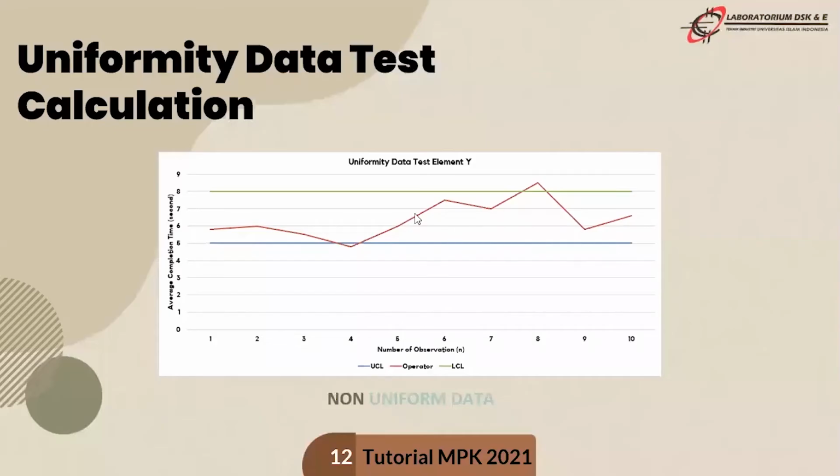And now we can move to the uniformity data test calculation. If you can see in the slide, there is an example of uniformity data test for element y. You can see that data number 4 is below the lower control limit, and the data in number 8 is above the upper control limit. It means that these two data are outside the boundaries, so they are not uniform. That is why we should take these two data and replace them with new data.